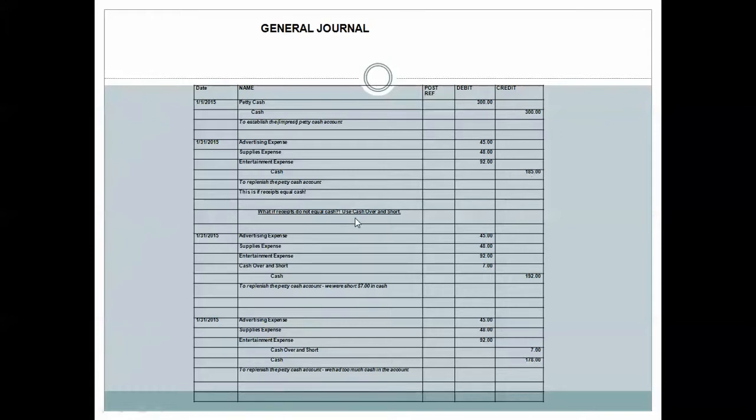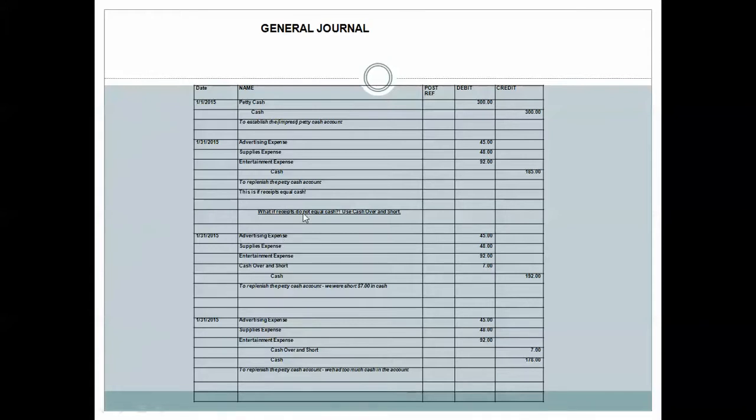So what happens if the receipts do not equal the cash? And sometimes they don't. Sometimes we've shorted somebody on cash. Sometimes a receipt turns up missing. There can be lots of instances where it does not equal cash. And in that case, you also have to look at some of your internal controls as to why the amount of cash in the box is not equaling your receipts. But nonetheless, it does happen.